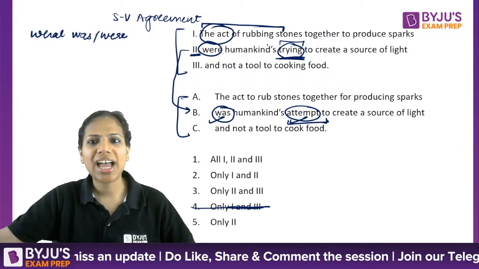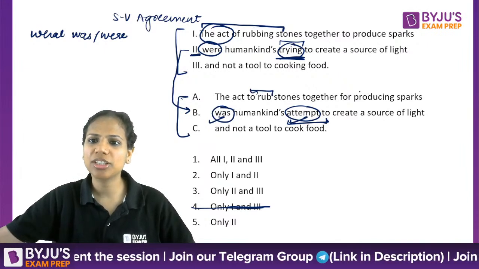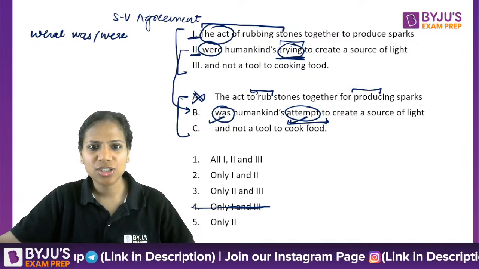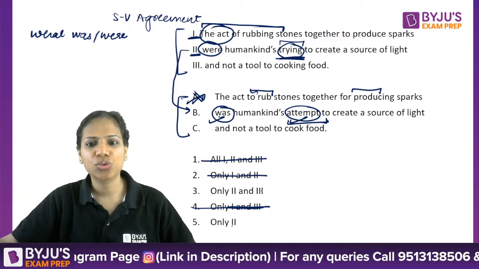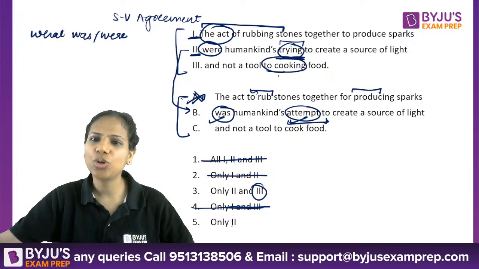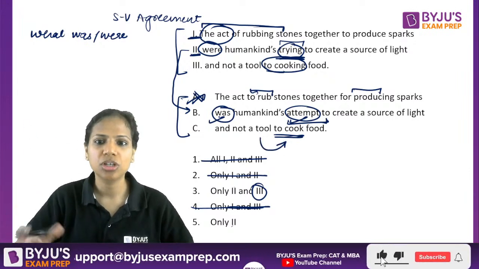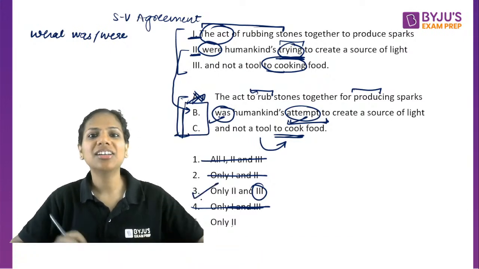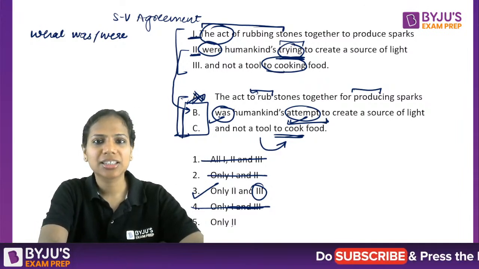A seems fine, the act of rubbing stones together to produce sparks, not the act to rub stones together for producing sparks. The first one is fine, so it does not need any correction. Now 2 and 3 or only 2. So let's have a look at 3. And not a tool to cooking food. And not a tool to cook food makes sense. When you want to give the purpose of something, what is the purpose of this tool? To cook food, not to cooking food. So 3 is the answer here. 2 and 3.